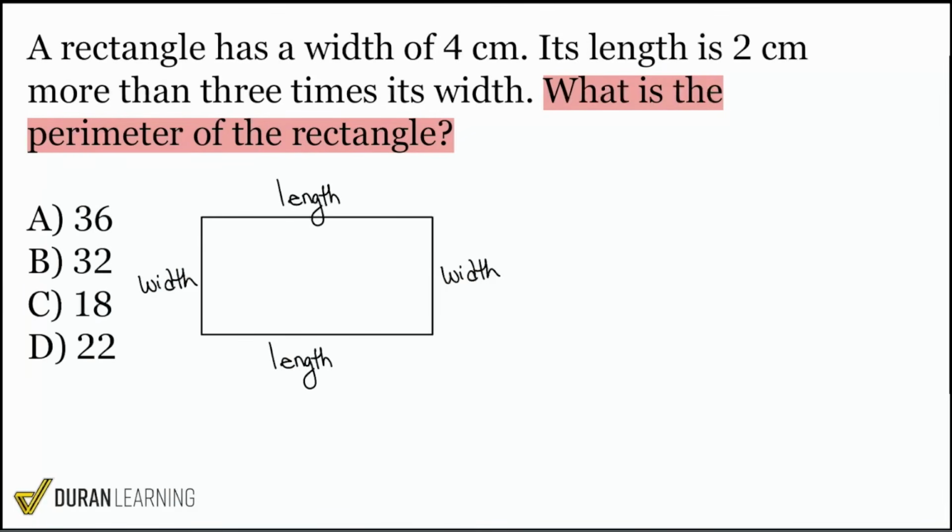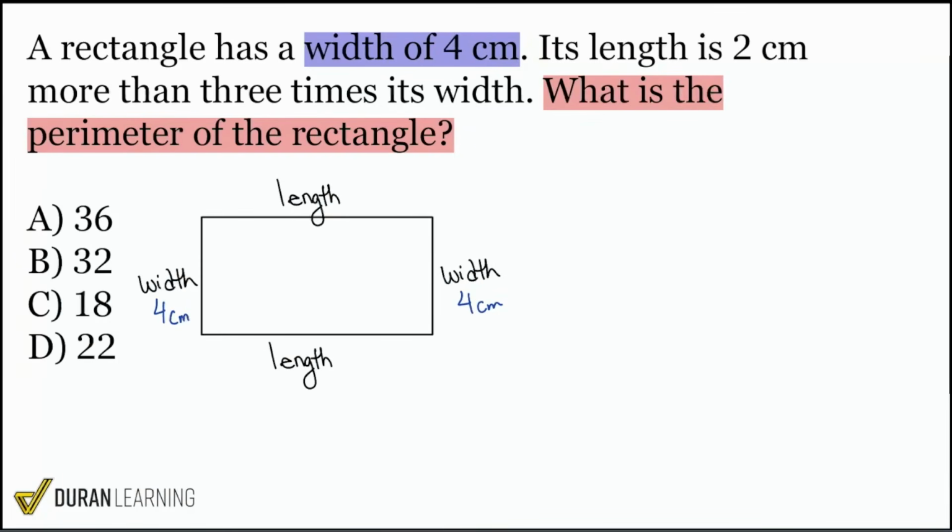Everybody, the first sentence gives one of them away. Which of them is given away in this first sentence? A rectangle has a width of 4 centimeters. Yeah, we know here that the width is 4. So let me just write this down. Highlighted 4 centimeters. And I'm going to replace the width here with 4 centimeters.